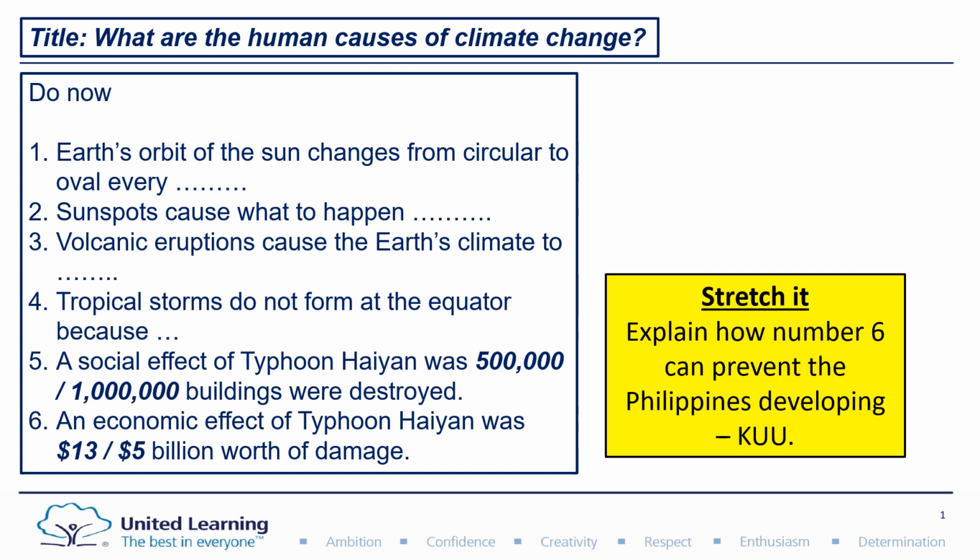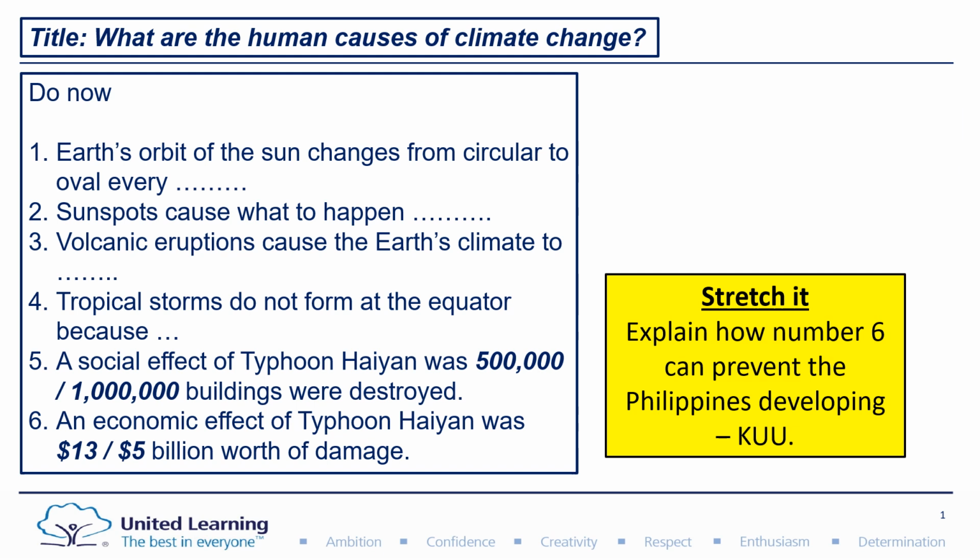Right, so let's go through the answers. Number 1 is 96,000 years. Number 2, sunspots cause solar flares to happen. Number 3, volcanic eruptions cause the Earth's climate to decrease. Number 4, tropical storms do not form on the equator because there is not enough rotation from the spinning of the Earth. A social effect of Typhoon Haiyan was 1 million buildings were destroyed. And number 6, Typhoon Haiyan caused $13 billion worth of damage.